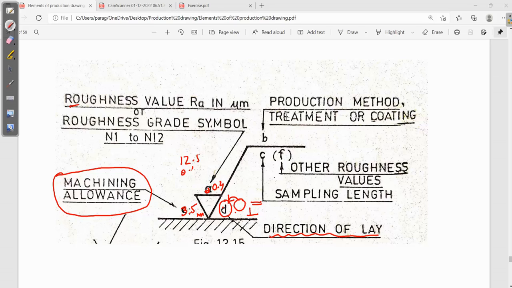Okay, so next, production method, treatment or coating. That you have to put here. Now production method means what? Milling, drilling. Now coating or treatment: chrome plating, nickel plating. So suppose you need a different production method, that you have to mention here, and coating you have to mention below this line. Nickel plating, chrome plating.